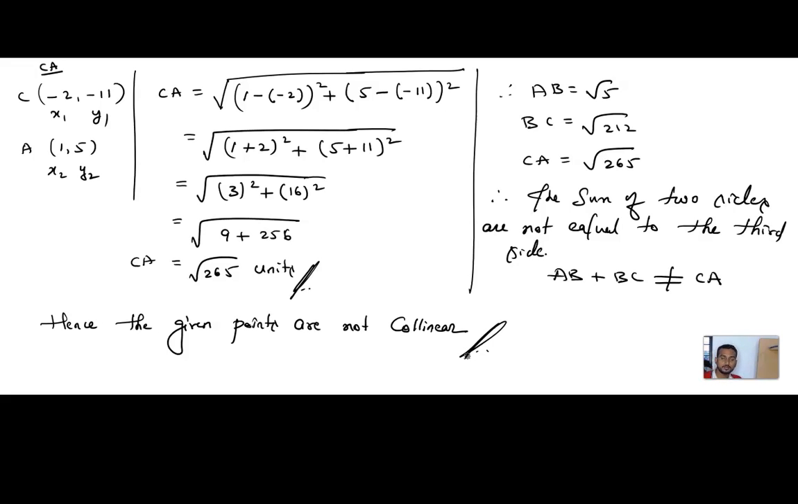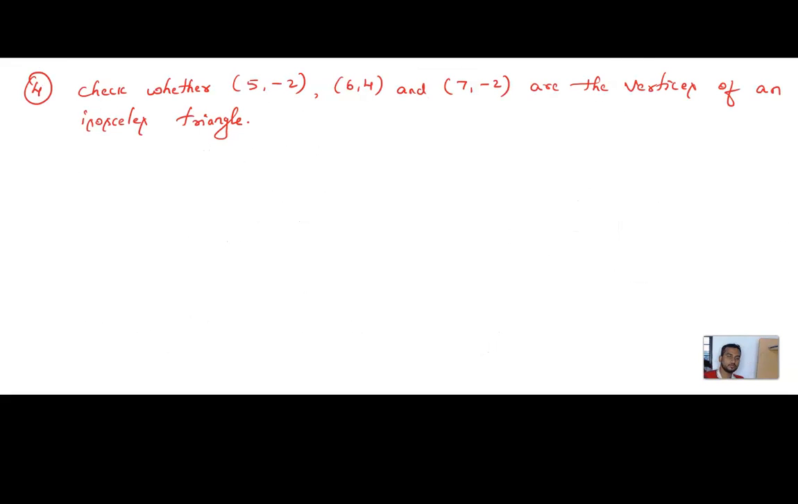Any doubts? Good. Now let me solve one more problem. Next. Here, what is the given problem? Question number 4. Check whether (5, -2), (6, 4) and (7, -2) are the vertices of an isosceles triangle. Whether the given 3 points form an isosceles triangle or not, we need to check. So let A be the point (5, -2), B be the point (6, 4) and C be the point (7, -2).